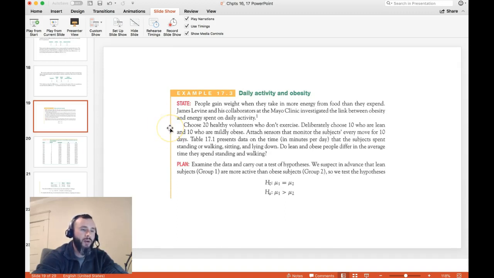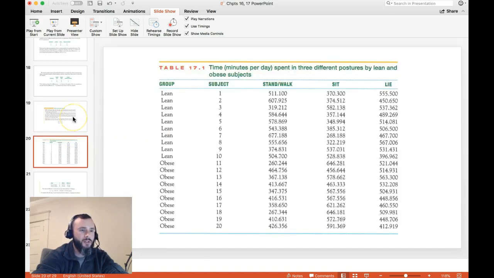Choose 20 healthy volunteers that don't exercise. Deliberately choose 10 who are lean and 10 who are mildly obese. Attach sensors that monitor the subject's every move for 10 days. And then we have the table here, which I've put in here. This is all the data.